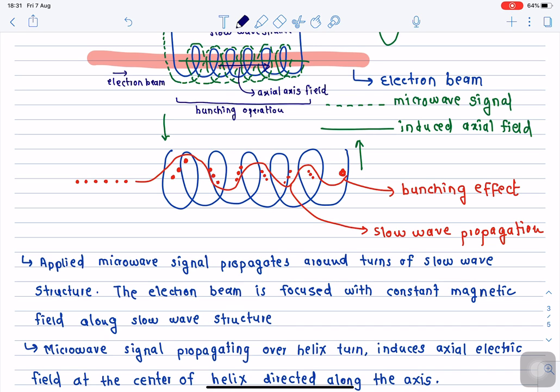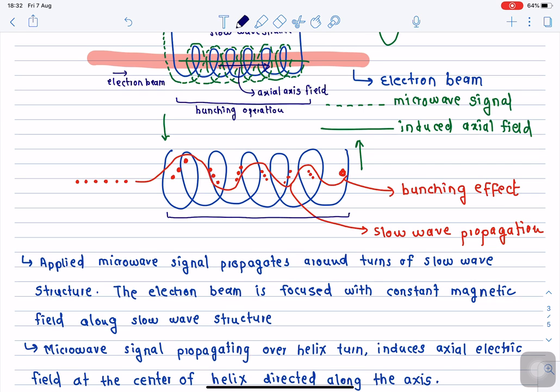In this diagram, the red dots are indicative of electrons of an electron beam. When they enter the slow wave structure, slowly they will start getting accumulated. As there is a microwave signal passed over this slow wave structure, this microwave signal will start accelerating and decelerating these electrons. Over the entire length of the slow wave structure, towards the end, we find that all the electrons get accumulated.